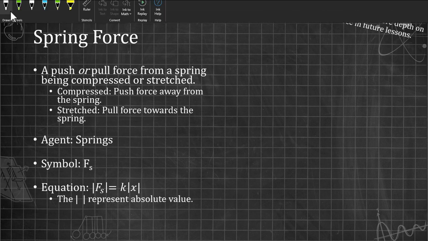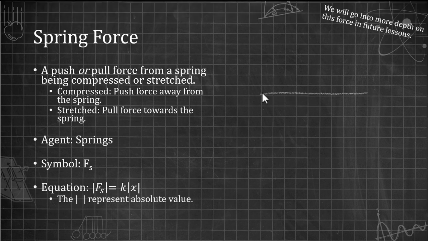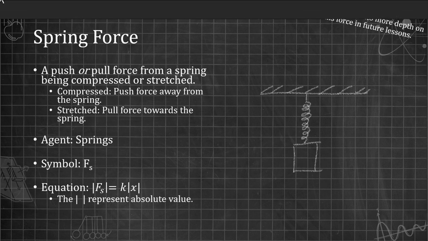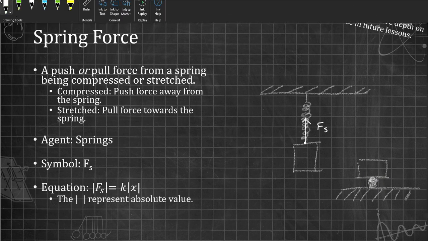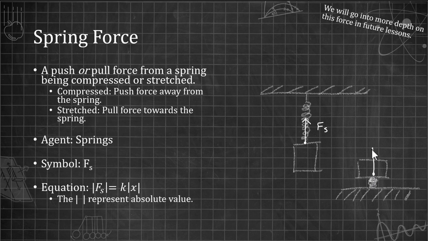Our next force is a spring force, and spring forces can apply pushes or pulls on an object depending on if they are compressed or stretched. So if we stretch a spring, the spring is going to try to pull back towards its natural length. If we compress a spring, it's going to try to push away back to its natural length. Our agents are springs and our symbols are F with a subscript S, and our equation is the magnitude of the spring force, symbolized with the absolute value sign, is equal to the k value, which is like a spring constant, times how far it's been stretched, which is that x, and we're taking the absolute value of that as well.